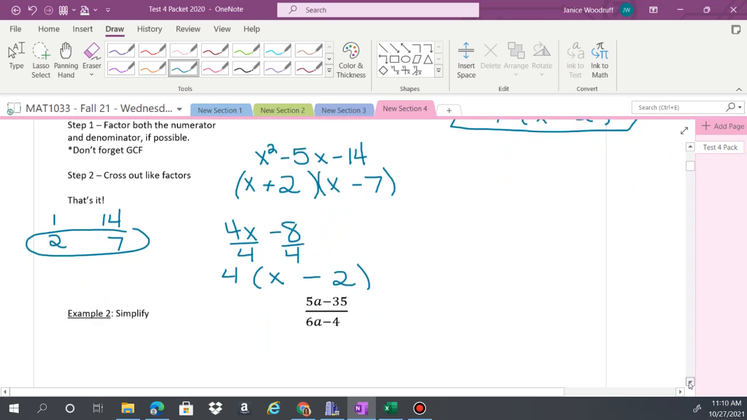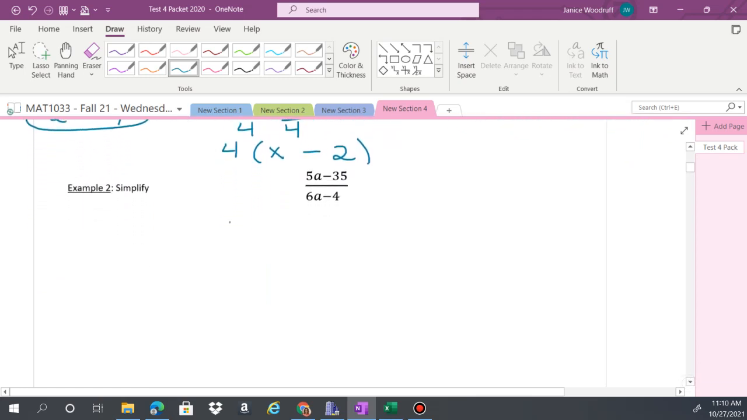Okay, so let's look at example 2. We have 5a minus 35.